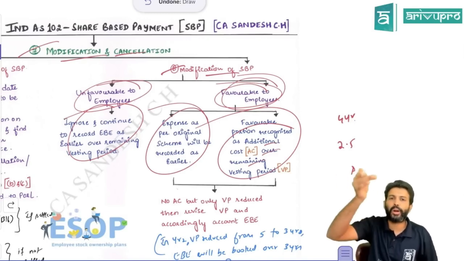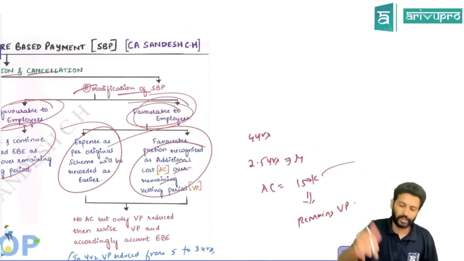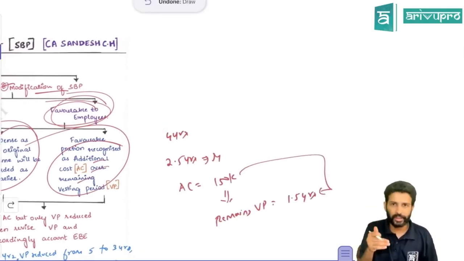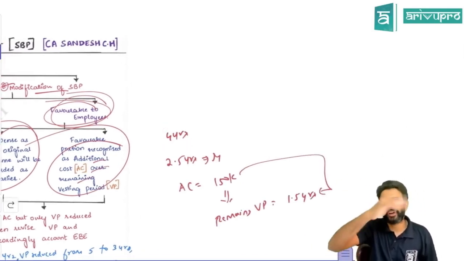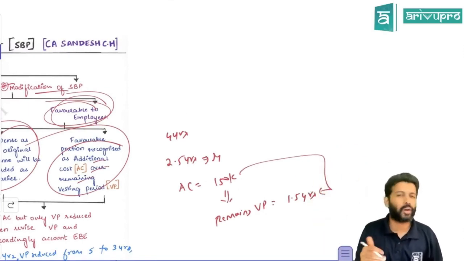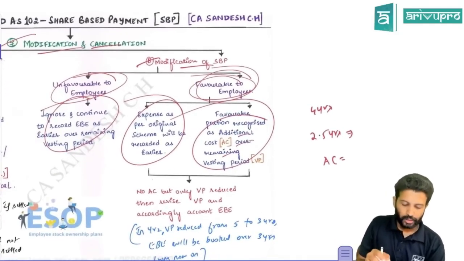If you do the modification at the end of the second year, then you will book additional cost in the third and fourth year. In this example, the vesting period is 4 years. So if you do the modification at the end of the second year, the remaining period is 2 years. So additional cost, you will book it in year 3 and year 4 equally. You have to first calculate and accordingly book it. All right, that's about this.